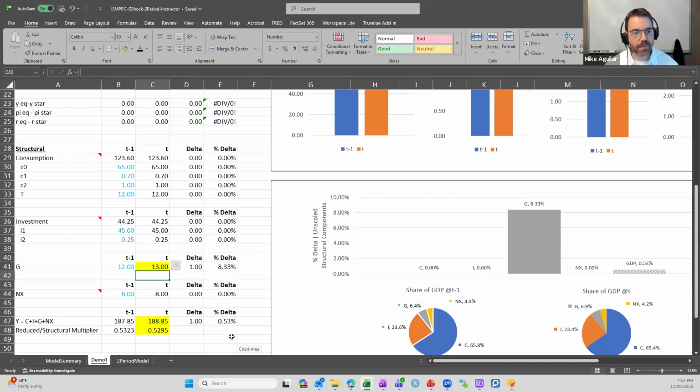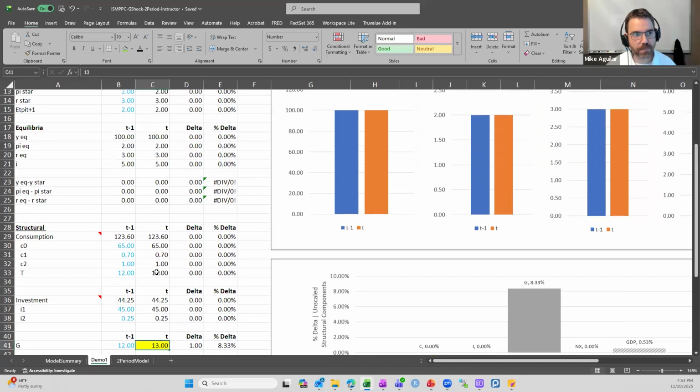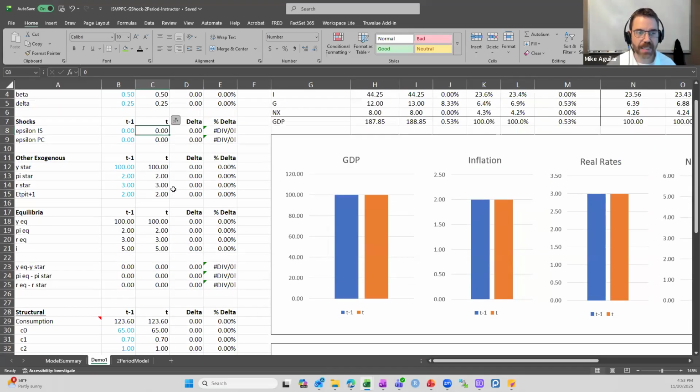Well, take a look at why. I'm the one who did it. I snuck into the structural model and I changed cell C41. All I did was sprinkle on magically a change in government spending. But that didn't change my equilibria. See, there's nothing here highlighted in yellow.